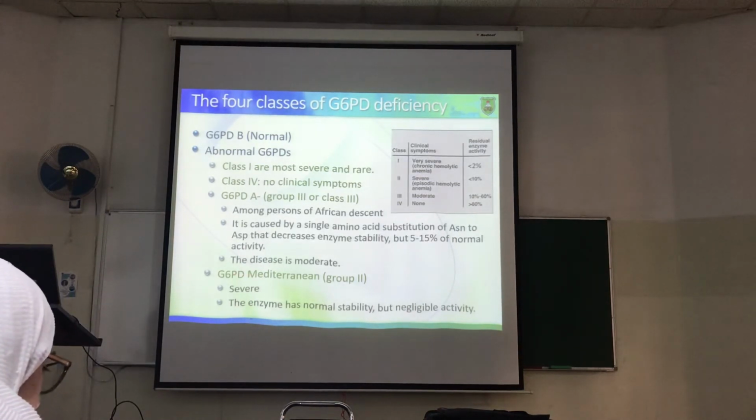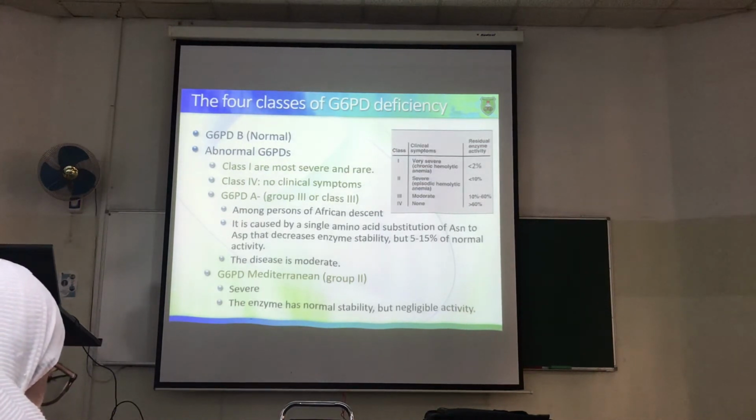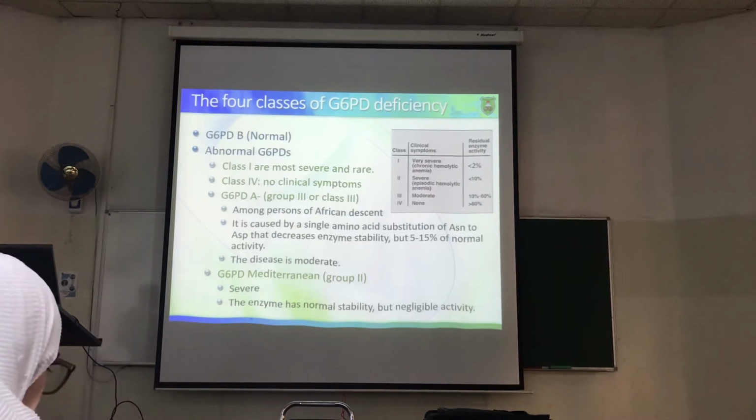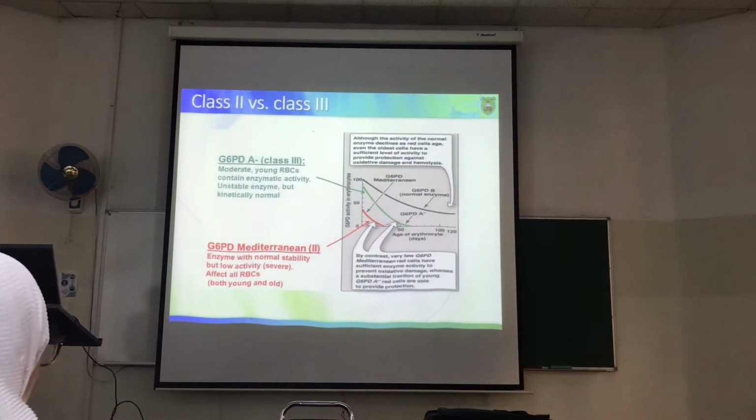And then we have G6PD Mediterranean. This is class 3. This is class 2, I'm sorry. This is a major condition. This is what we see here in Jordan, in the Mediterranean region. What you have here is that the enzyme exists, except that its activity is almost negligible. It doesn't exist. Okay? So you have, again, different types.